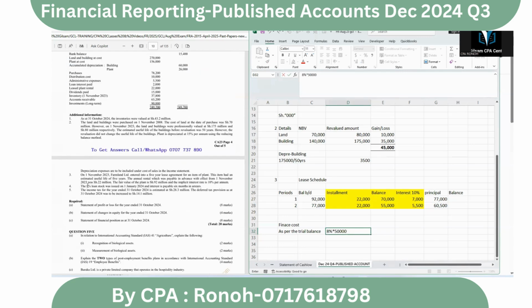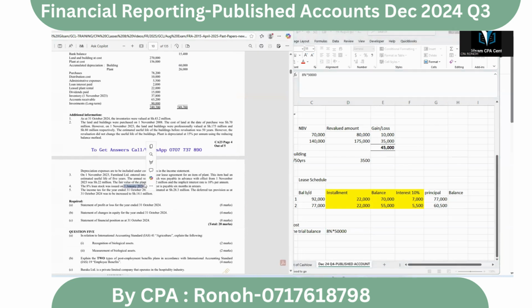Note number 4. The 8% loan stock was issued on 1st January 2024. So don't mind how they paid. What is more important is the date of issue. With the date of issue, we can calculate the number of months covering this loan stock.